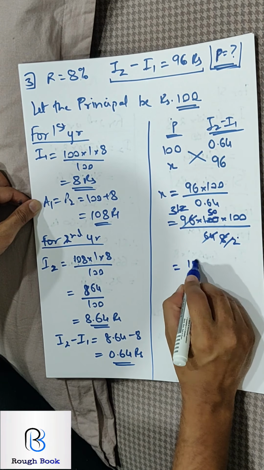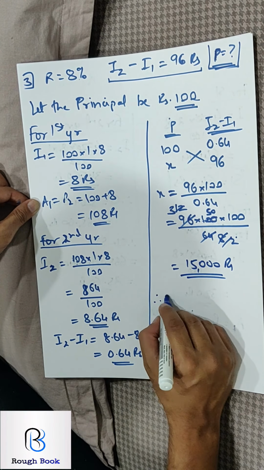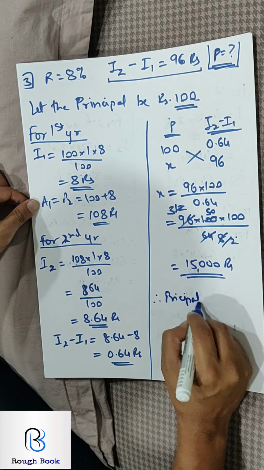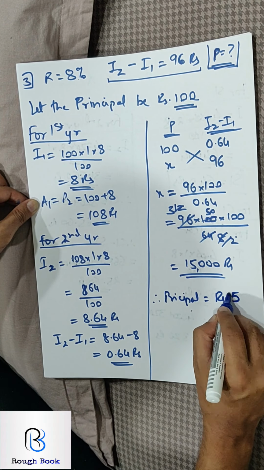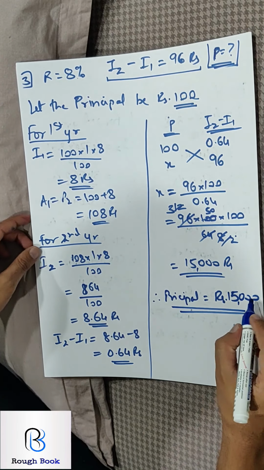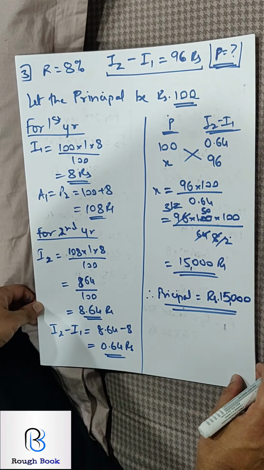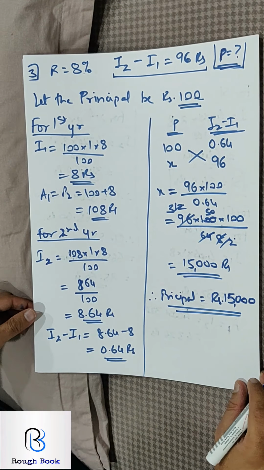So 5 3s are 15, 1 0 and 2 more zeros. So I managed to get my principal. I'll say therefore principal is equal to rupees 15,000. Let's repeat the entire sum because this is the peculiar sum which you can expect in the exam and in the major part of this chapter as well. So I want everyone to focus once again.